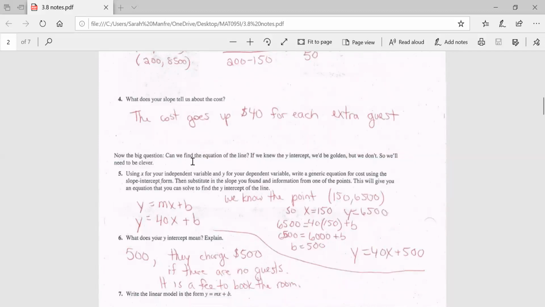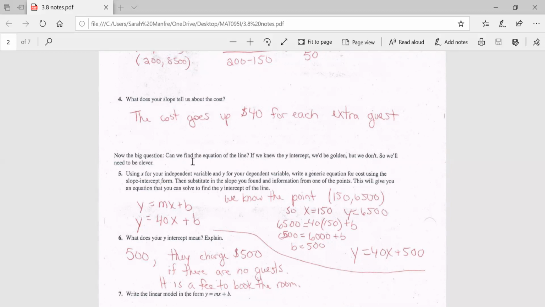Two things that we need to find the equation of a line are the slope and the y-intercept. And the thing is that we know the slope. We just found it in question number 3, and we know that the slope is 40. But we don't know the y-intercept, right? The y-intercept is our initial cost, like the fee just to rent the banquet hall, and we don't know that cost. They never told it to us. So we have to find that out.